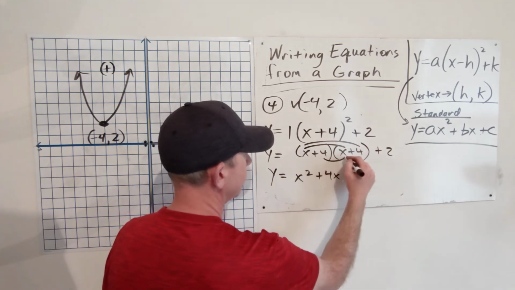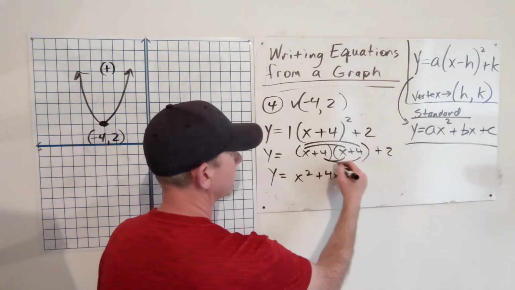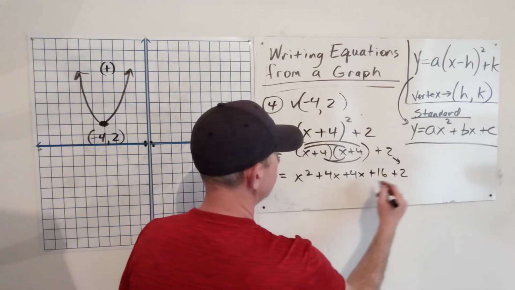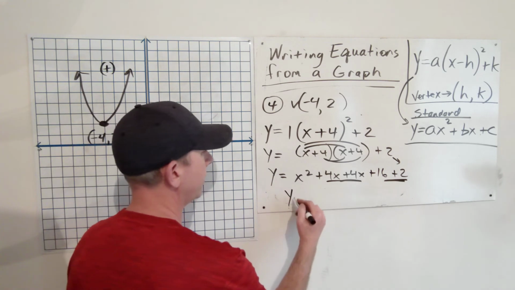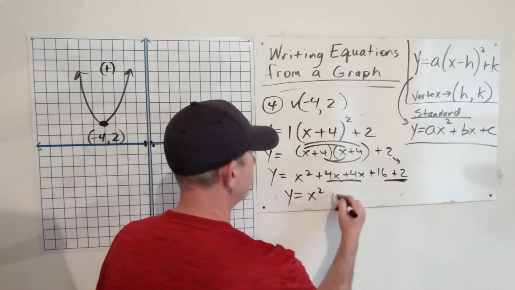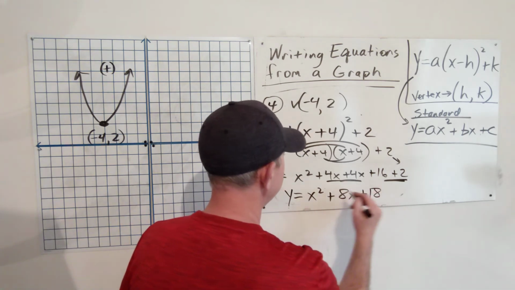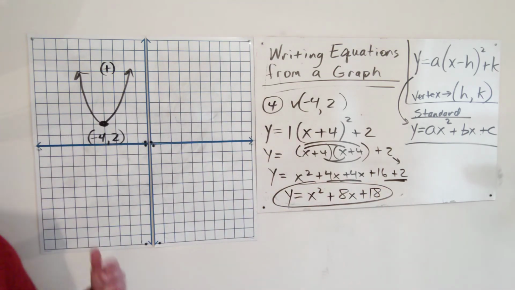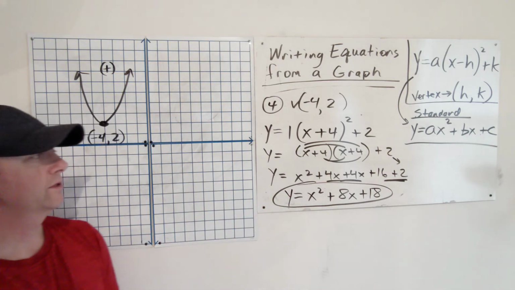Now we're going to do the second distributive property here. 4 times another x. And last, 4 times 4, we get 16. Now don't forget about the +2. This time I have 2 different like terms. And so my final answer here, I get x squared plus 8x when I combine those like terms, and plus 18. Okay? And there you go. That would be what we're going to do today here with writing equations from a graph.